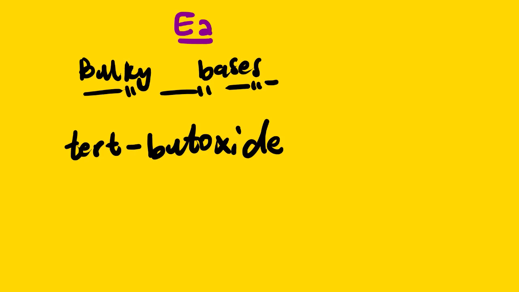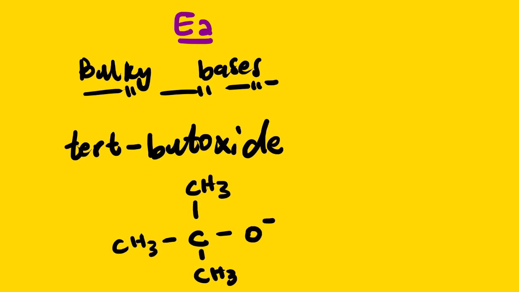There are many of them, like diisopropylamine, triethylamine. We also have 2,6-dimethylpyridine, but the most common one is tert-butoxide. And the structural formula is like this. You can see it is bulky, not long but bulky, big. So these types of bulky bases, we use them to produce a Hofmann product.